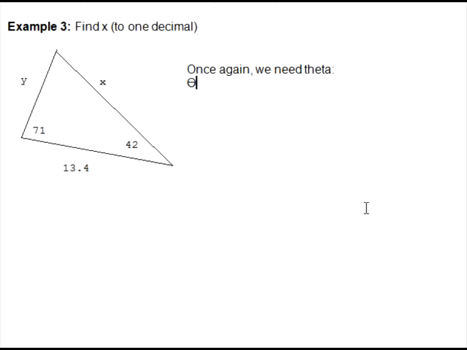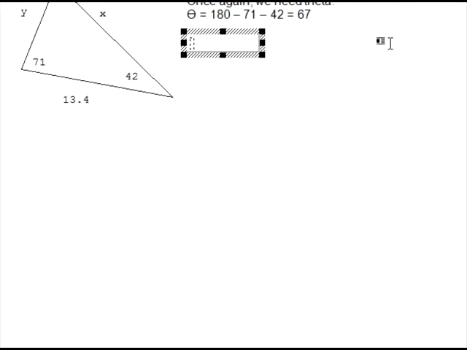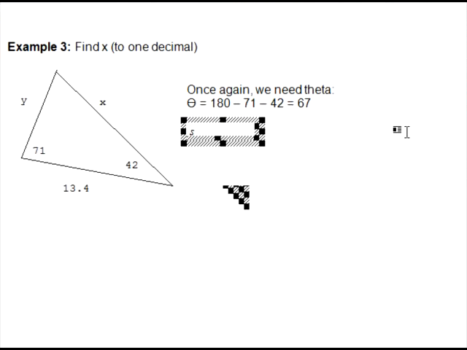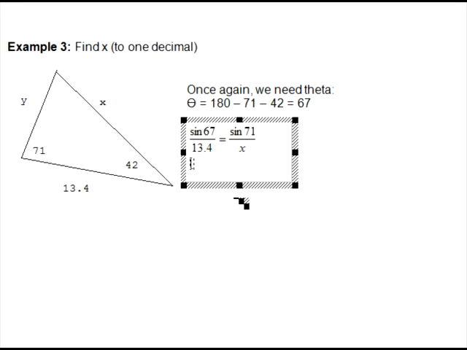So theta is going to be 180 minus 71 minus 42, which would be 67. Okay, so then we're going to match up just like we did before. Sine 67 over 13.4 equals sine 71 over x. Now it's important that it has to be 71 because 71 is the angle that matches with x. Again, taking a look, they're directly across from each other, so 71 matches with x, 13.4 matches with the unknown angle, which is theta, and 42 matches with y.